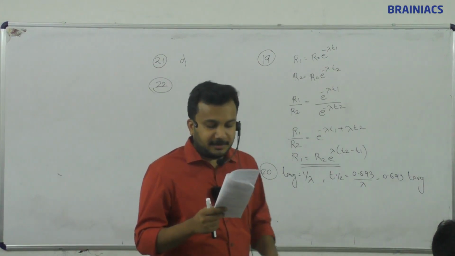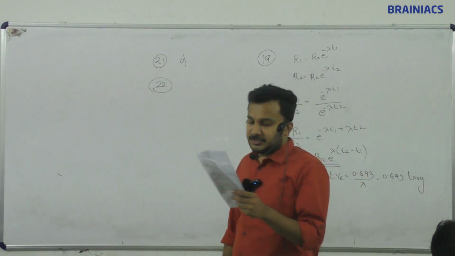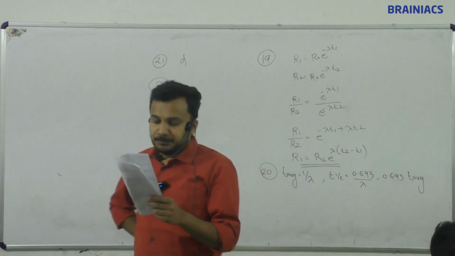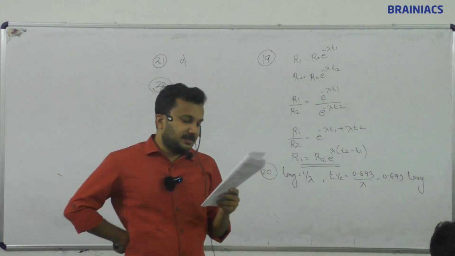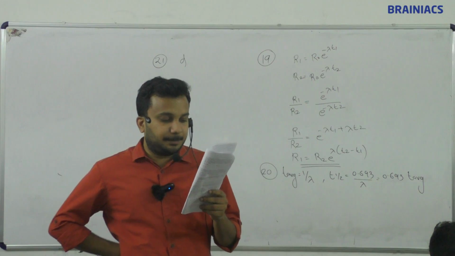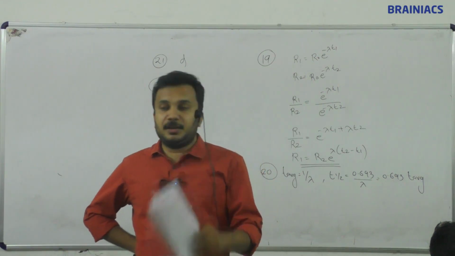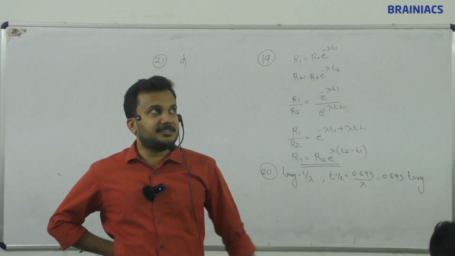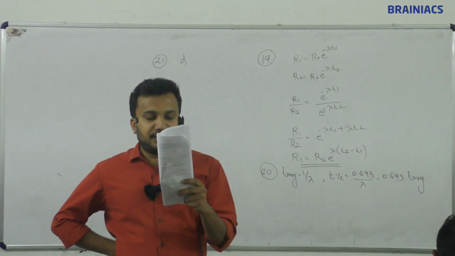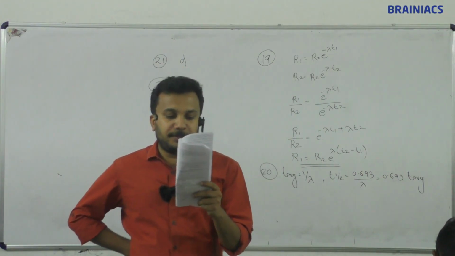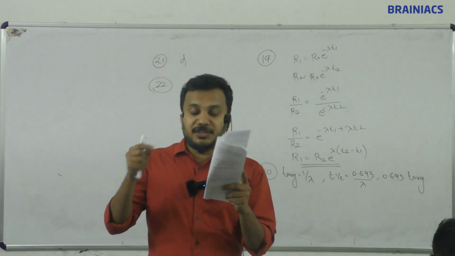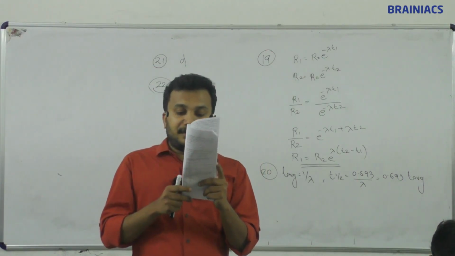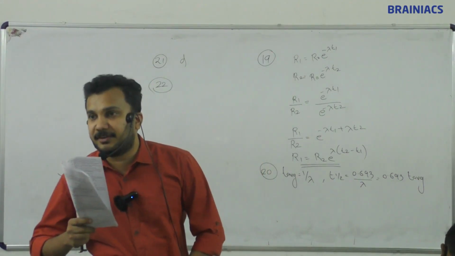If 200 mega electron volt energy is released in the fission of a uranium-235 nucleus, the number of fissions required per second to produce 1 kilowatt power will be? Power-energy relation is what? P is equal to nE by t. Here we want to find out the number of fissions required per second. n has to be found.